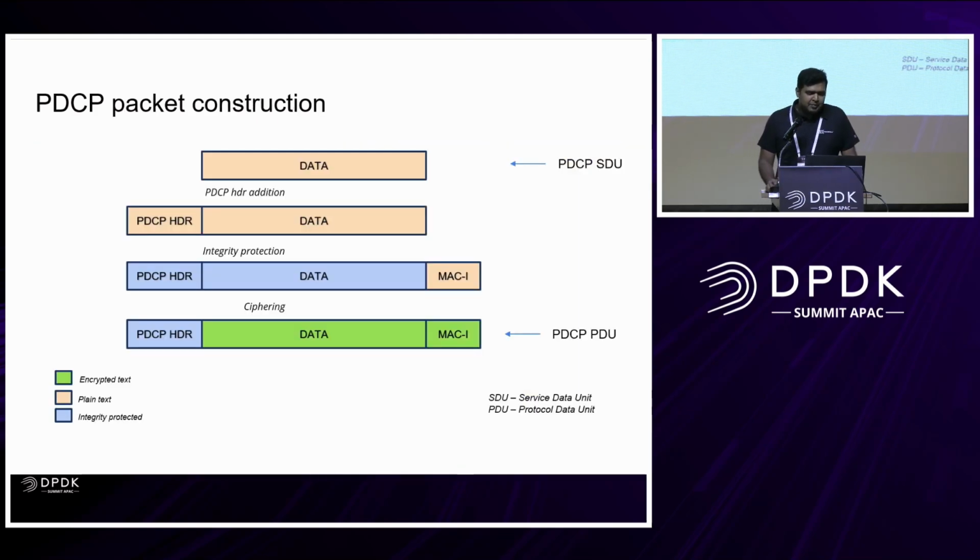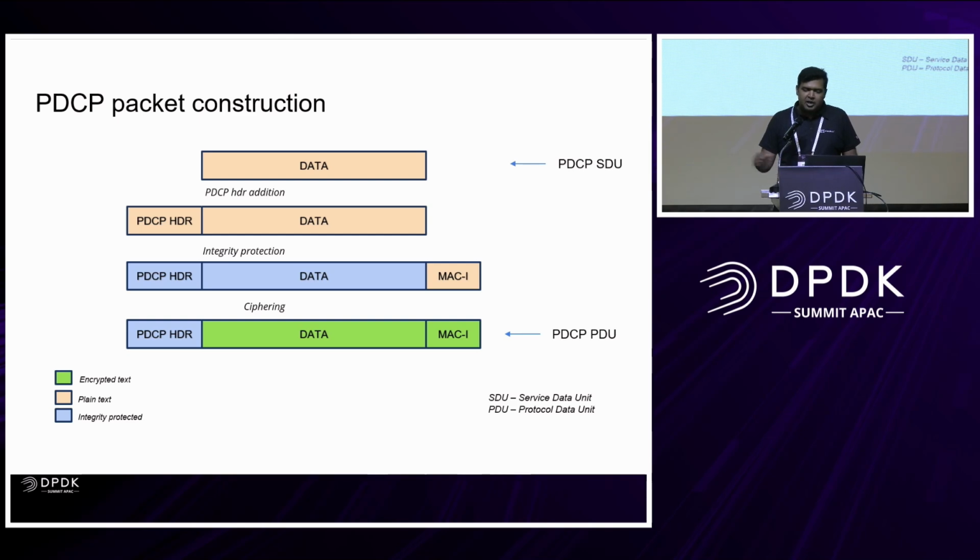So this is a sample flow of how a PDCP packet is constructed. The data, the box on the top, can be the IP packet, an Ethernet packet, or anything that the application and the UE and the radio have an agreement on. In PDCP terminology, that is known as PDCP SDU. SDU is service data unit, and first the PDCP header gets added.